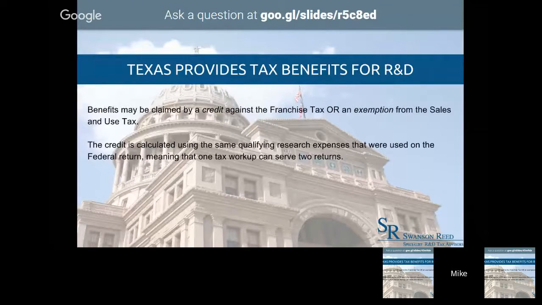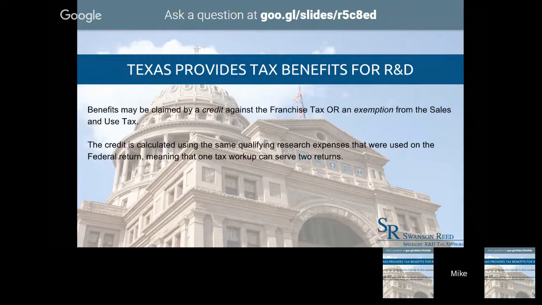So you have to make a choice between the two as to which way you're going. The best thing about filing a state credit, and I say this with all states, Texas included, is that the tax workup, the information that's been gathered for the federal return, applies in an equal manner to the state return. So you don't have to go back and dig up payroll again. You don't have to go back and dig up supplies again. You can take the same data, put it on both claims, and benefit in both cases. It's like killing two birds with one stone, or getting two tax workups for the price of one.